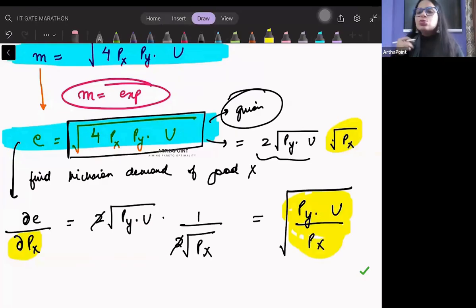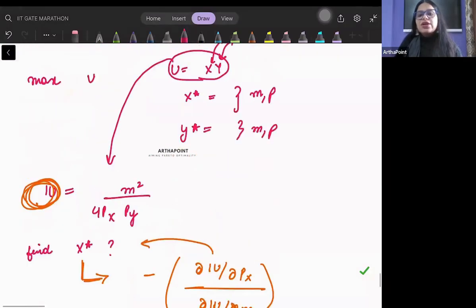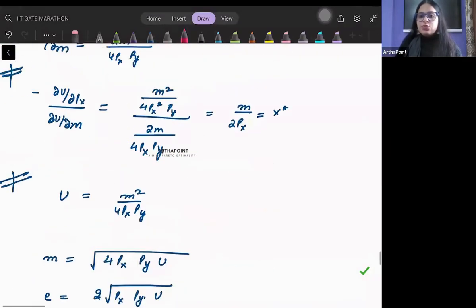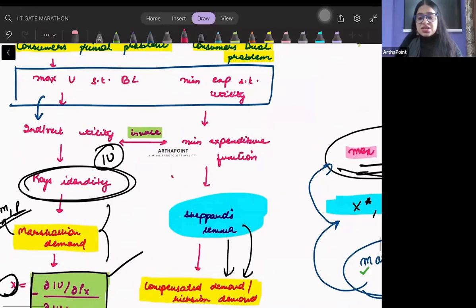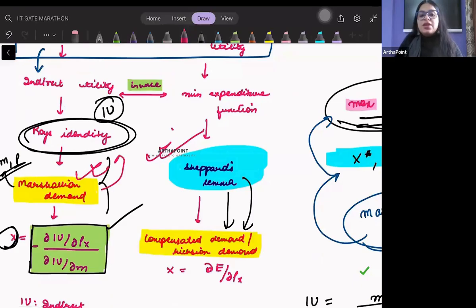कभी-कभी exam में they can ask you to calculate this also. They may say, assume that the utility is 100. The price of good X is 1. The price of good Y is 2. Calculate the Hicksian demand. Then you can just plug these values and just find out the answer. So the point is to find the Hicksian demand, the rule that is used, that is called as Shepard's lemma. उसको हम Shepard's lemma बोलते हैं. It may be asked in exam. And the rule that is used to calculate the Marshallian demand, that is called as Roy's identity.